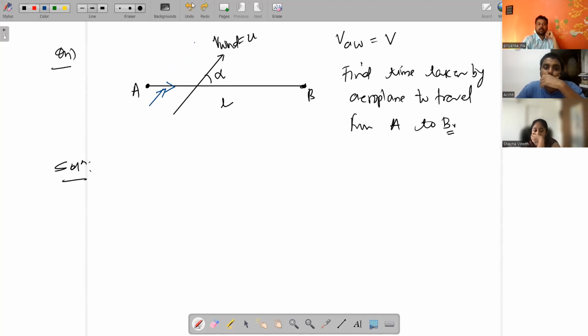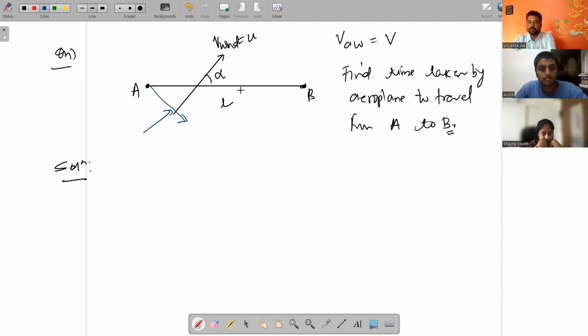If the aeroplane starts at some angle like this, the wind will push it to some other place. So the plane has to start alpha degrees below. So if the plane wants to come from A to B, the plane has to start something like that, so that the air pushes it and the resultant velocity can be along the line AB. Then the aeroplane can come from A to B, right?